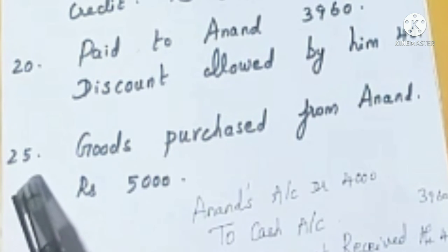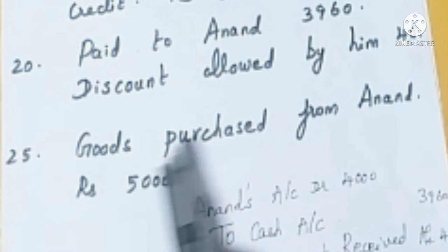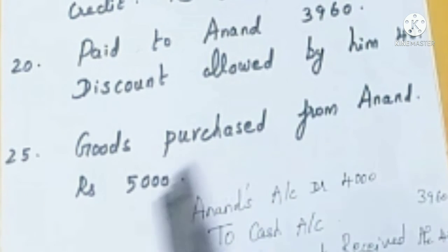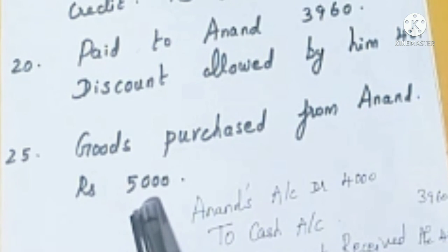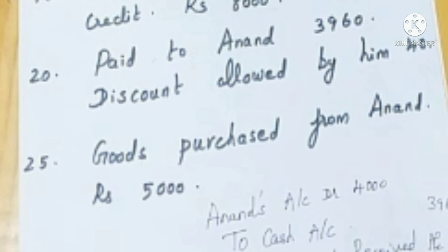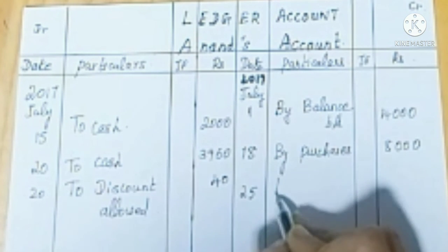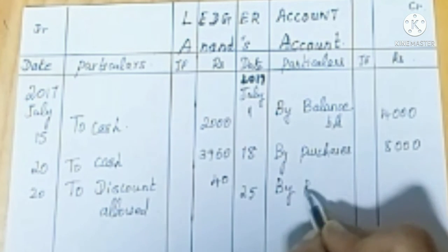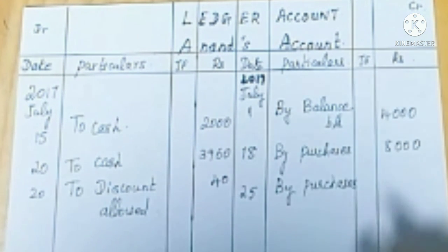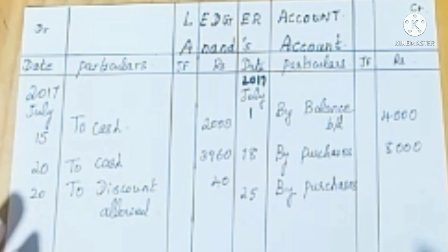The next transaction is on 25th. Goods purchased from Anand rupees 5,000. What is the entry? Purchase account debit to Anand account. Anand account is credited. So I am going to write it on the credit side of Anand's ledger account, by purchases rupees 5,000. Date of the transaction is 25th July. By purchases rupees 5,000.